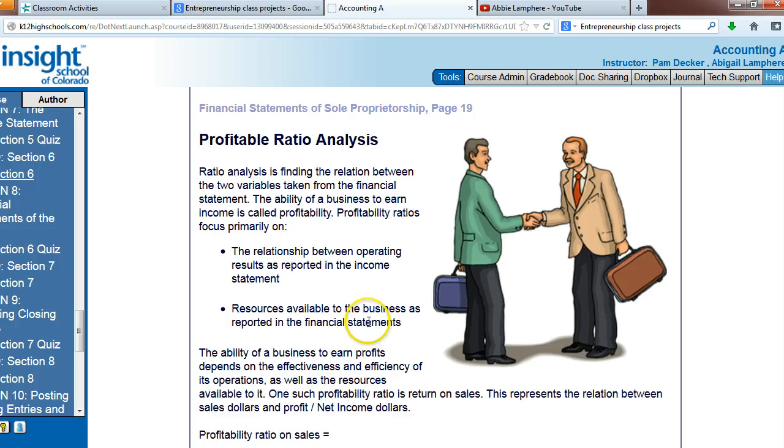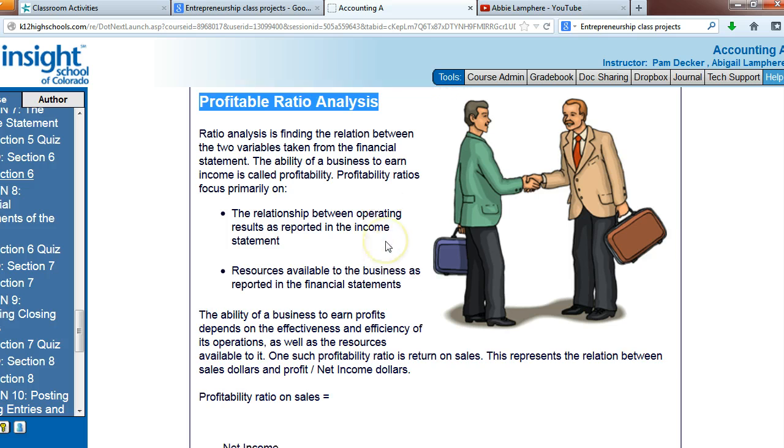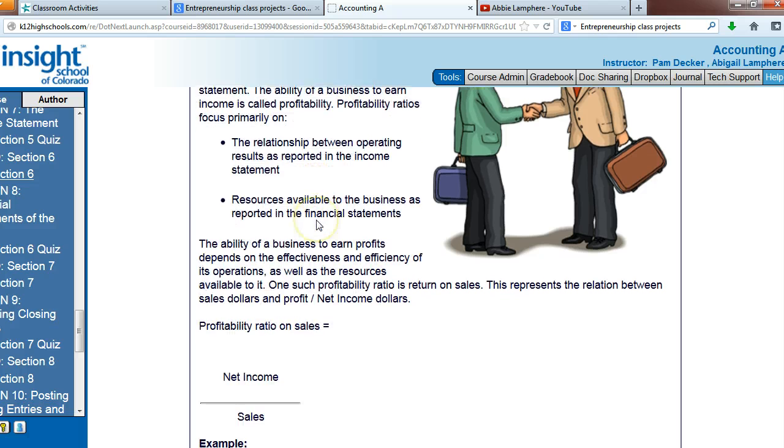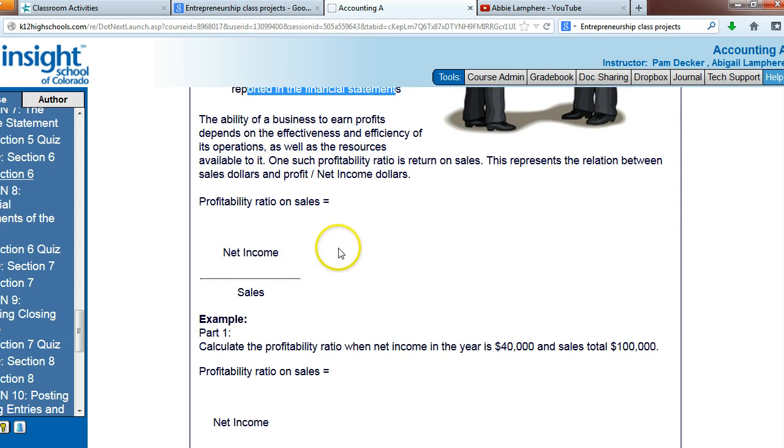The last few topics in this section include profitability ratio analysis. This ratio analysis is finding the relation between two variables taken from the financial statement. Basically there's different ways to determine the relationship between two different numbers. So the relationship between operating results as reported in the income statement and resources available to the business as reported in the financial statements. Let's just look at what these ratios look like.